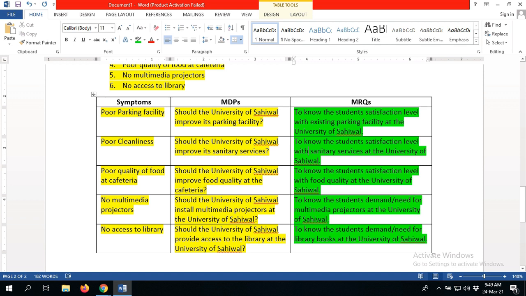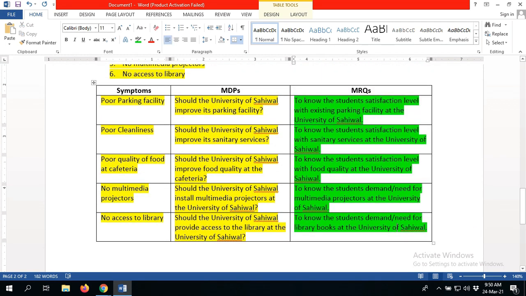Secondly, in the second research question, to know student satisfaction level with the sanitary services. Again, information. And what is the information that we will be searching from the students? Satisfaction level with the sanitary services. And who will know? The researcher will know. So MRQs are written from a researcher perspective, and MDPs, management decision problems, are written from the perspective of management. And MDPs are action oriented, while MRQs are information oriented.